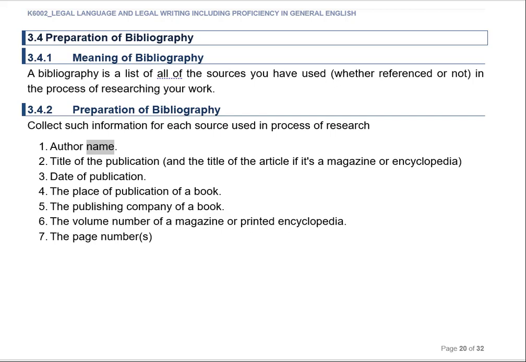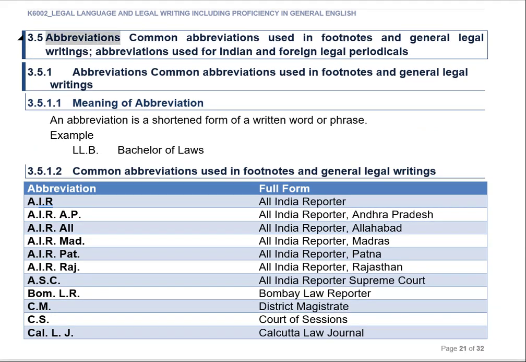Author name, title of the publication, and the title of the article if it's a magazine or encyclopedia. Date of publication. The place of publication of a book. The publishing company of a book. The volume number of a magazine or printed encyclopedia. The page number.